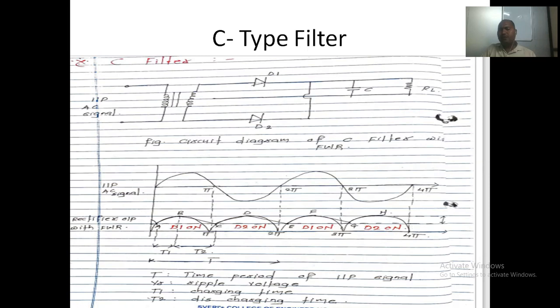So whatever ripple content is in the output of your rectifier should be reduced by the C type of filter. It can be used in some applications where we can accept a small amount of noise or unwanted signal. Okay, these are the things with respect to this type of configuration. This is the thing with respect to the capacitor type of filter.